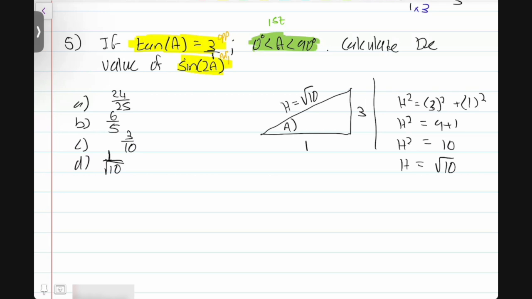Now, from here, I know you guys will also get a formula sheet, just so you know. You'll get your normal matric end of year formula sheet in your NBT. So these sine double angles and cos double angles and sine and cos compound angles are all going to be there.